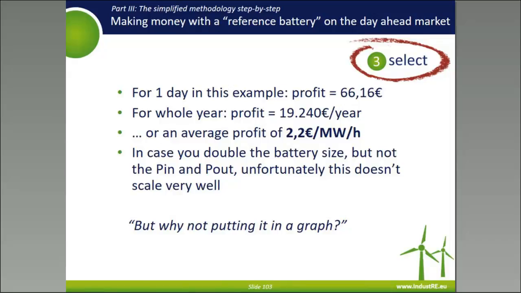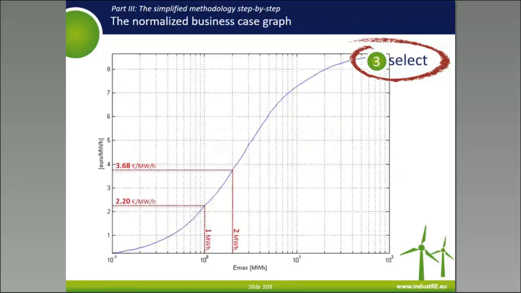So this is the normalized price in euro per megawatt per hour. Good. Some properties, however, don't scale very well, and that's why we put them in a graph. I give you an example here.